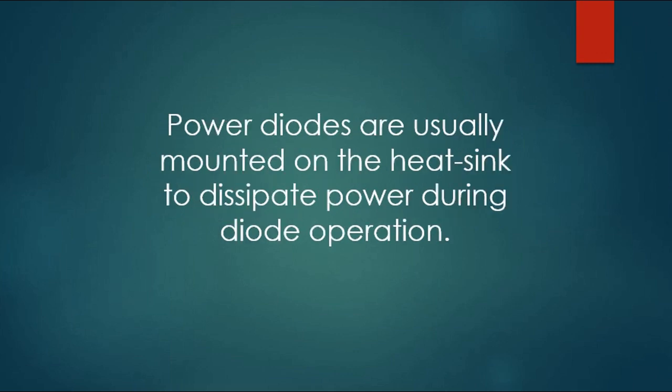So the power diodes are usually mounted on a heat sink, not all of them, depending. The power diodes are usually mounted on a heat sink to dissipate power during diode operation. Sometimes, once the diodes have received voltage or current, since it is mounted on that, it is called a heat sink.